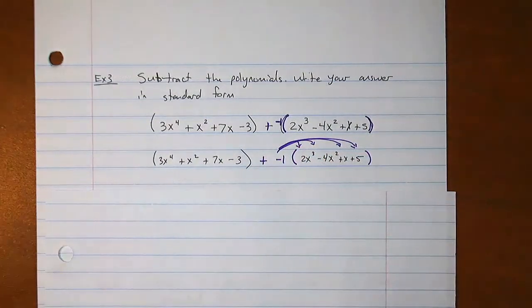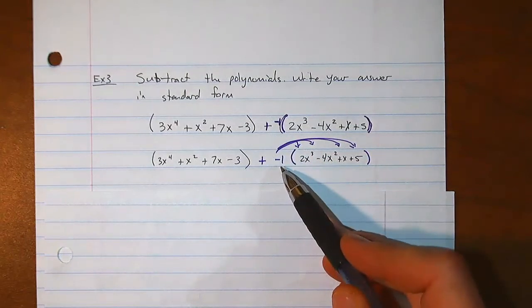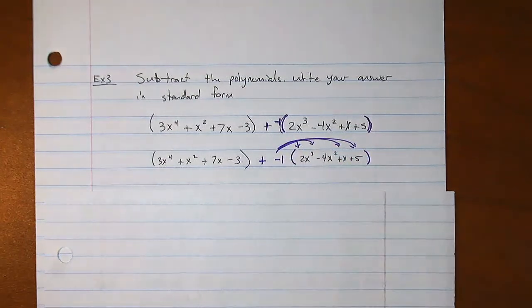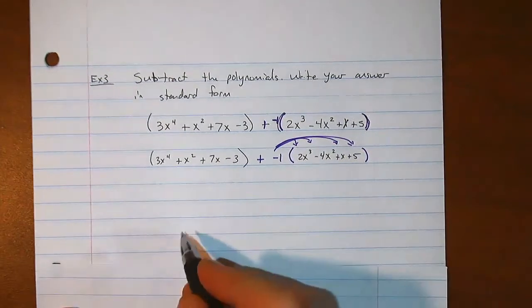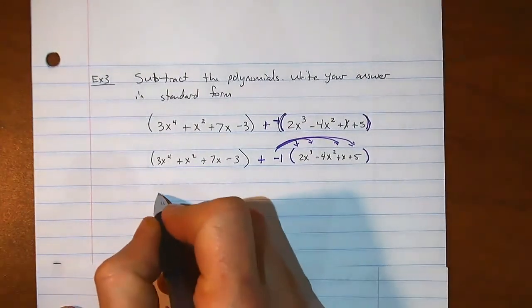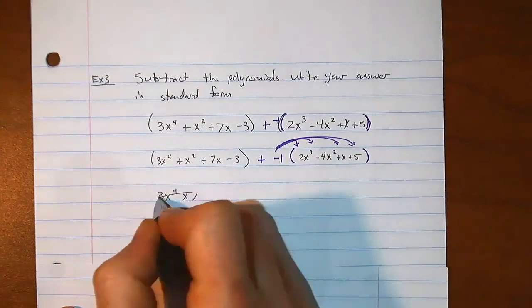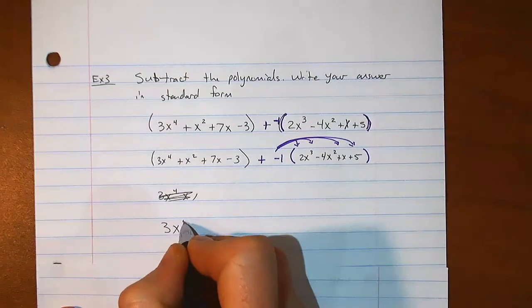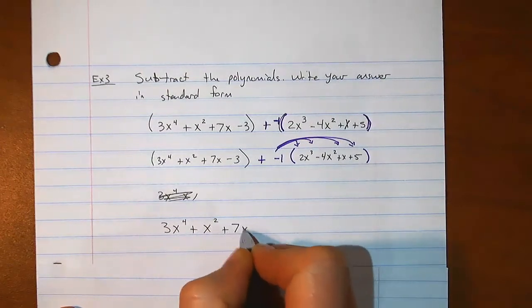Okay, so my little trick, my little tip, my helpful hint, my strong recommendation, whatever you want to call this, is change the minus sign into plus -1 and then distribute that. So what I'm going to end up with after I distribute is a plus problem, an addition problem. And like we just said a second ago, addition problems, I'm just going to ignore the parentheses.